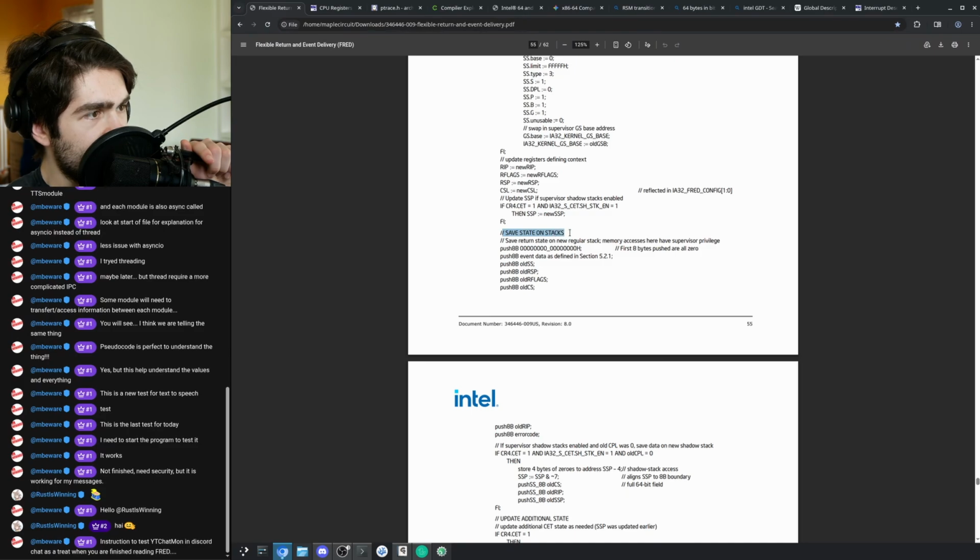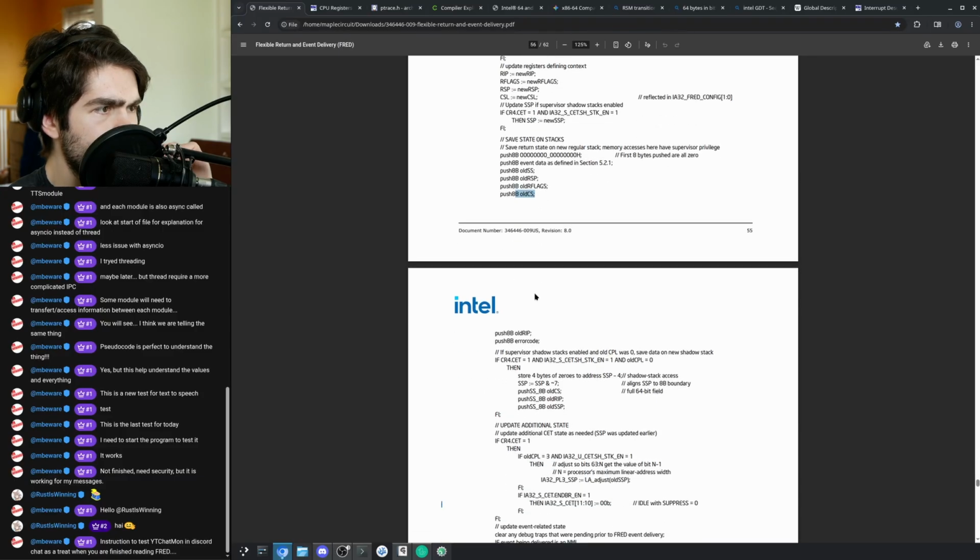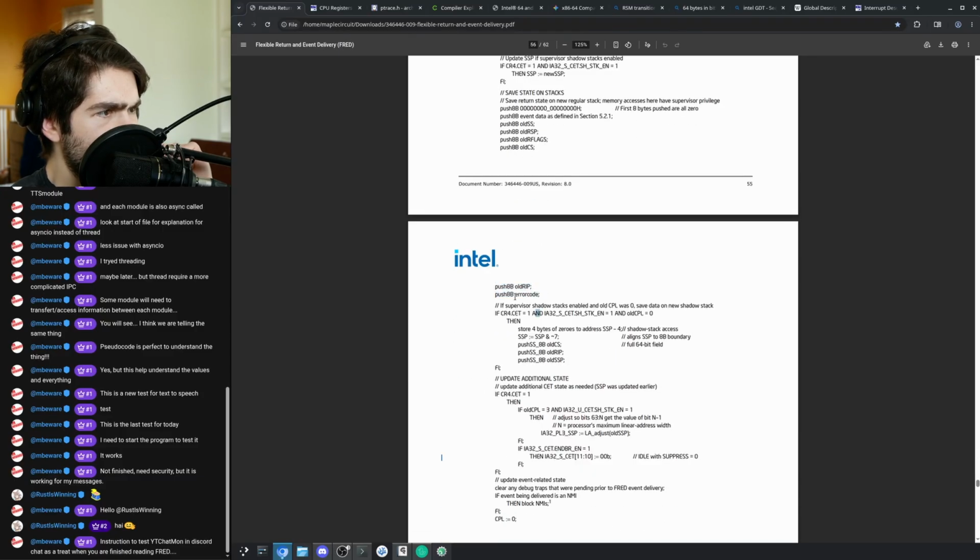Save state on stack. Ooh, that's the interesting part, okay? Save return state on new regular stack. Memory access tier have supervisor privilege. Okay, so we take our backup. So push 8 bytes that are all zeros, push 8 bytes event data, push 8 bytes old SS, so old information, old RIP, old error code.